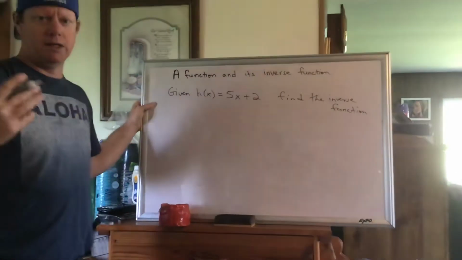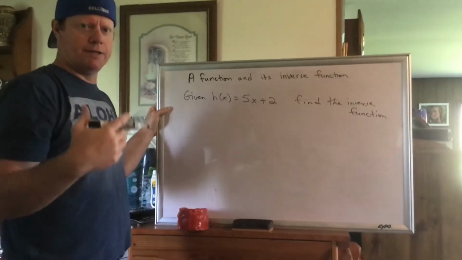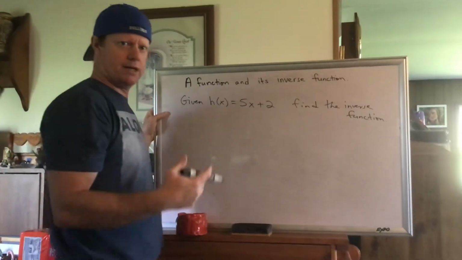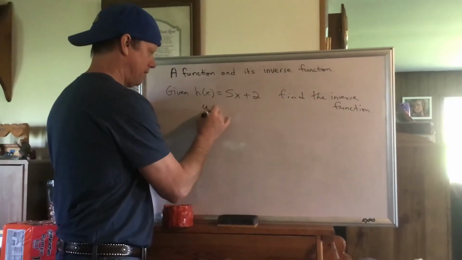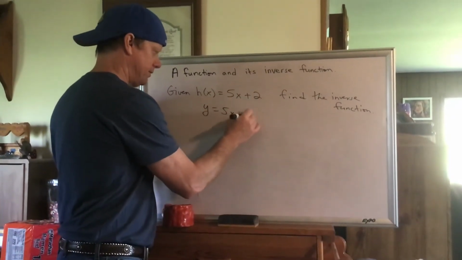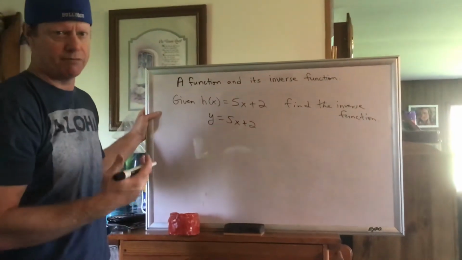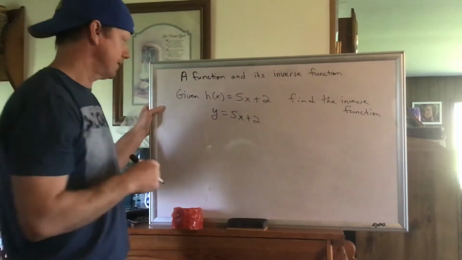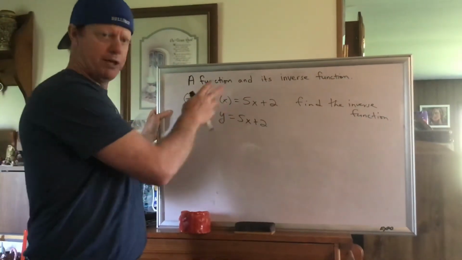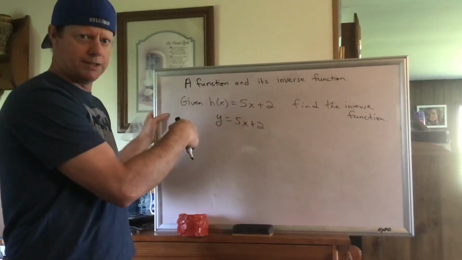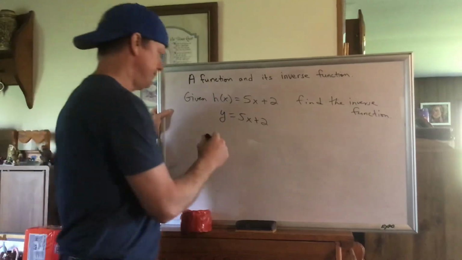Alright, well, as I said, write it like you used to see it when you were a freshman and sophomore in Algebra 1 and Algebra 2. So instead of writing h of x equals, write y equals 5x plus 2, because y and h of x are the same thing. Y is a function of x. So we write it like we used to see it. Once we do that, we interchange our variables, put x where y is at, and put y where x is at.